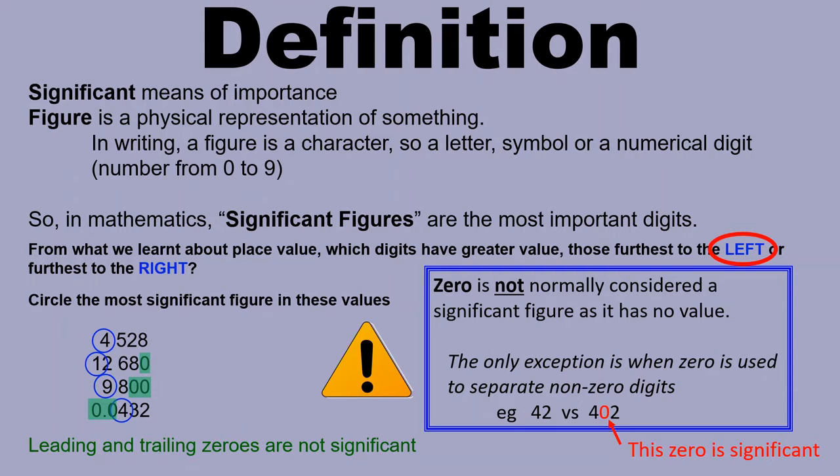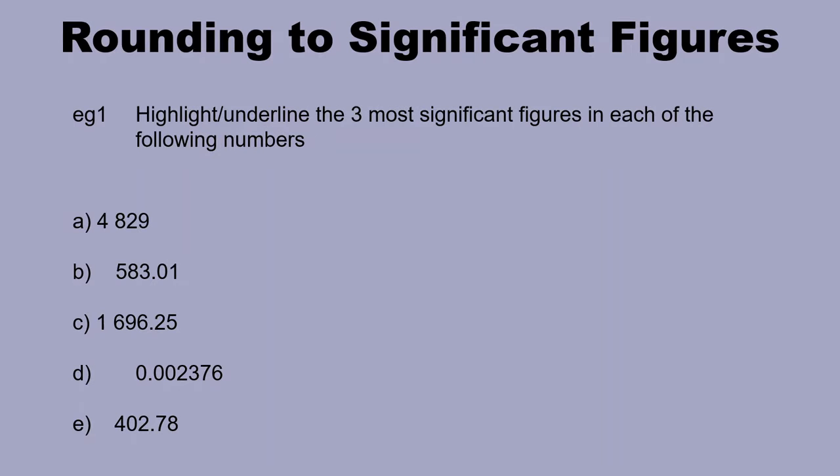So for the number 42, for example, compared with the number 402, that 0 that sits between the 4 and the 2, which are both definitely significant because they do have a value, that 0 is considered significant. So the number 42 has got 2 significant figures in it, while the number 402 has got 3 significant figures. This is important when you're asked how many significant figures a value might have, or when you are asked to round specifically to some number of significant figures.